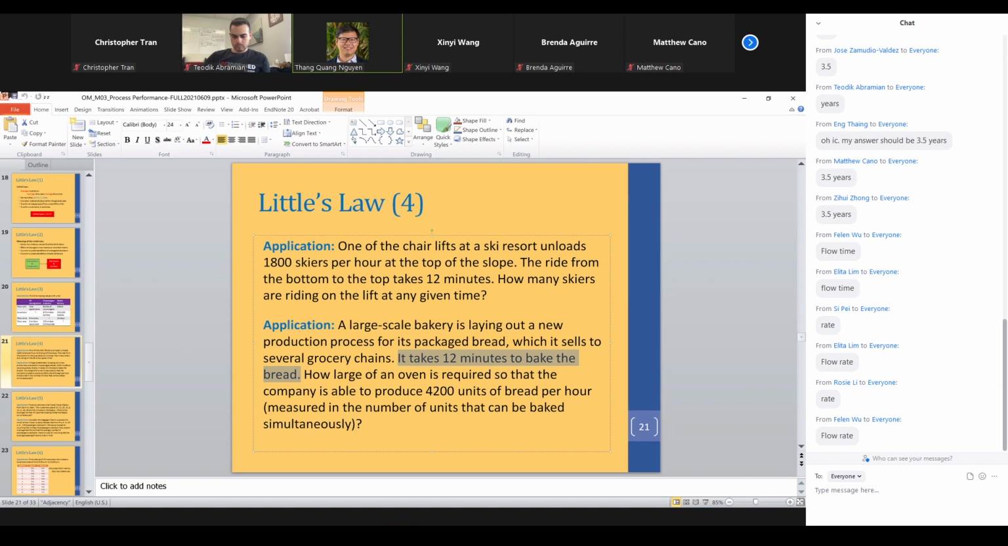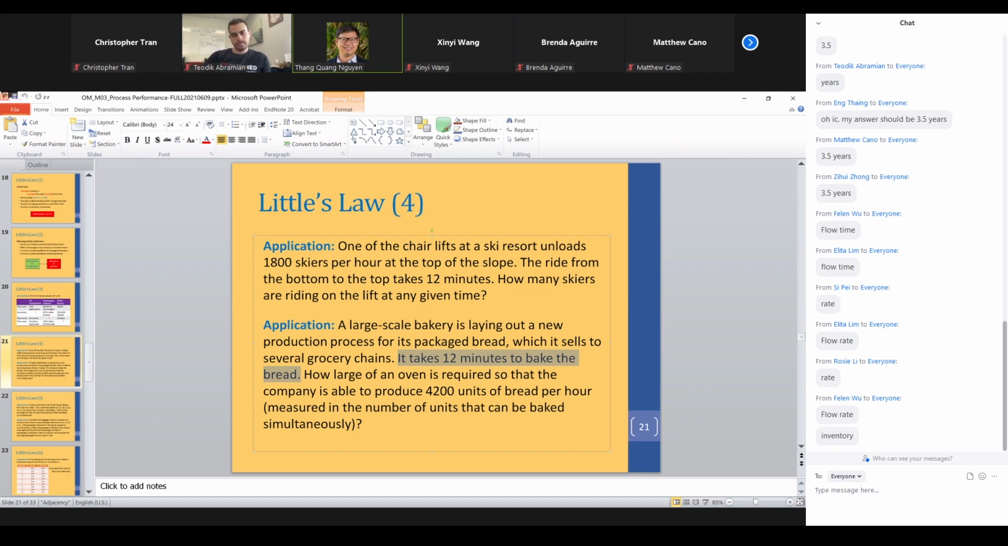Do you think that the question is asking us about the inventory or no? It is a word problem. So, all right, Phil says inventory. In what sense? How large of an oven is? In the wording itself, we don't see any inventory, right? So that's why another student says no. Davida says no.